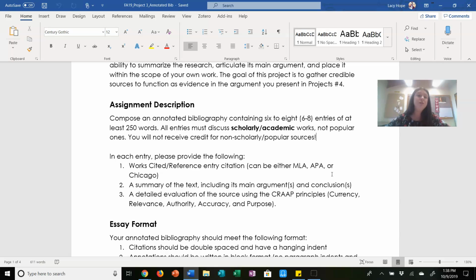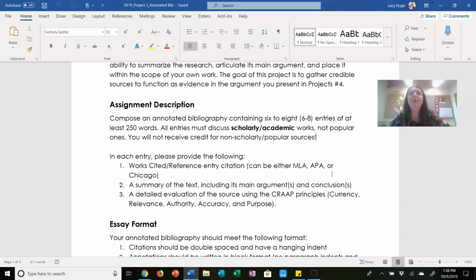In your annotation, once you've cited the piece and included that citation information, you'll then include a summary of the text, including its main arguments and conclusions. And I'd recommend to return to your notes on strategies for summarizing to ensure that you're including appropriate information. Then you'll also need to include a detailed evaluation of the source using the CRAP principles. So I would like you to talk about the currency, the relevance, authority, accuracy, and purpose. Really to say, okay, well, yes, I'm using this piece. Here's why it's credible, and here's where it fits within my own work.